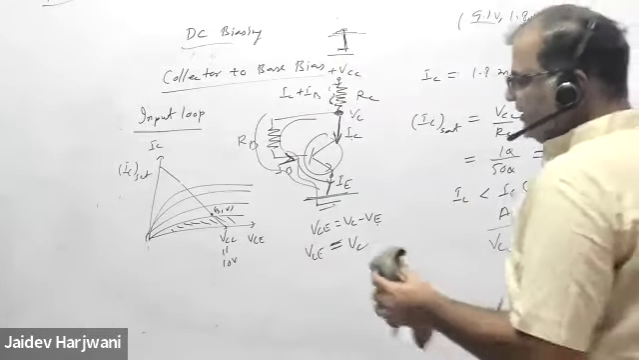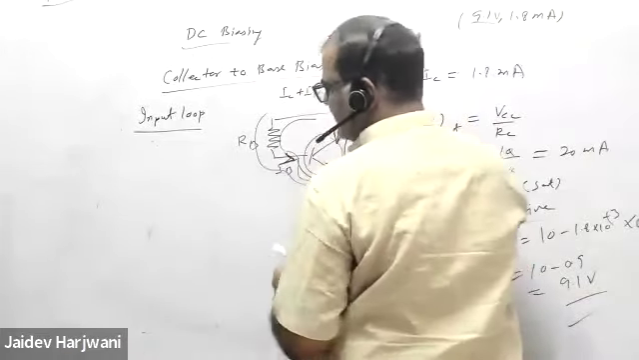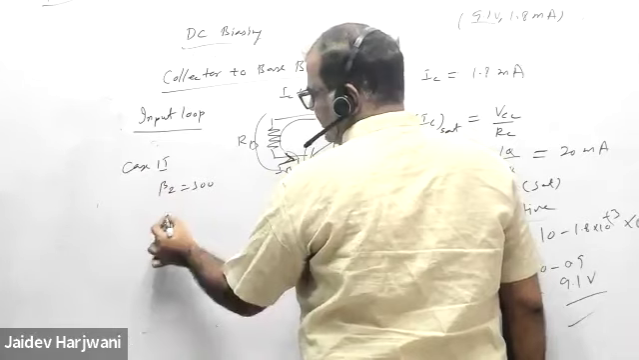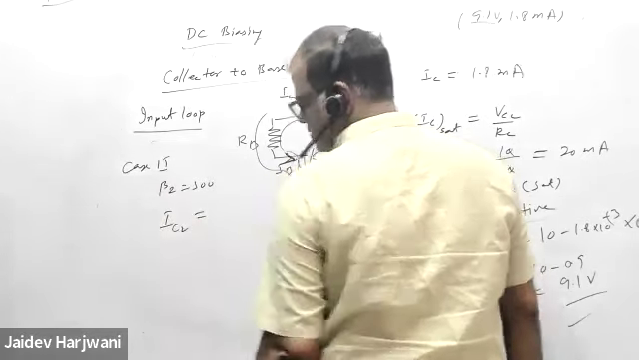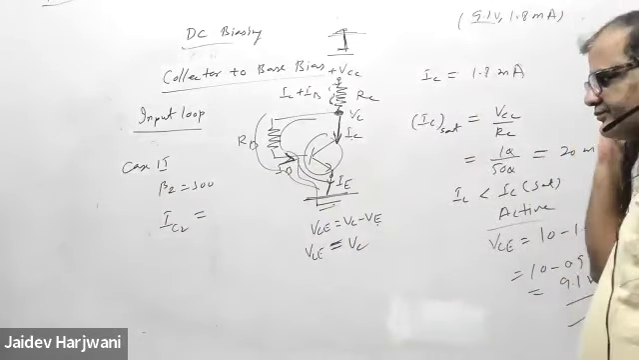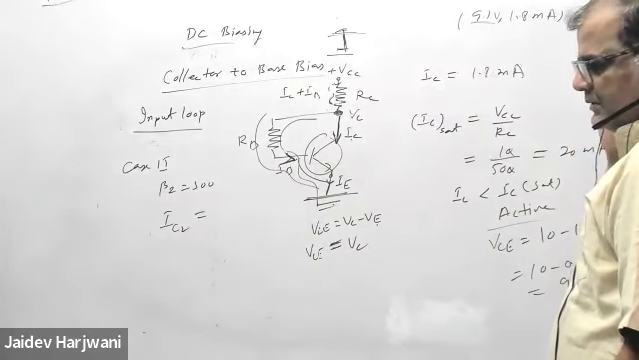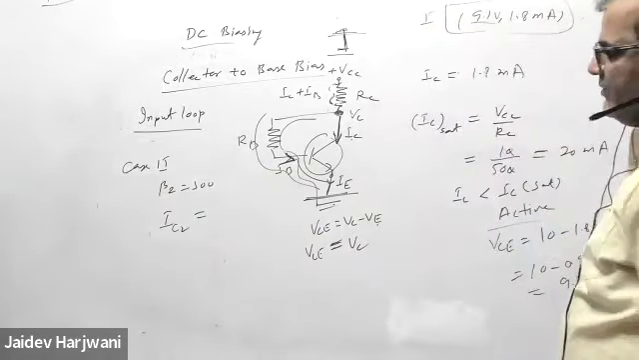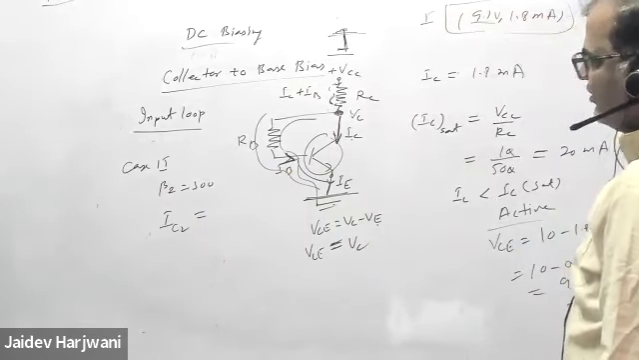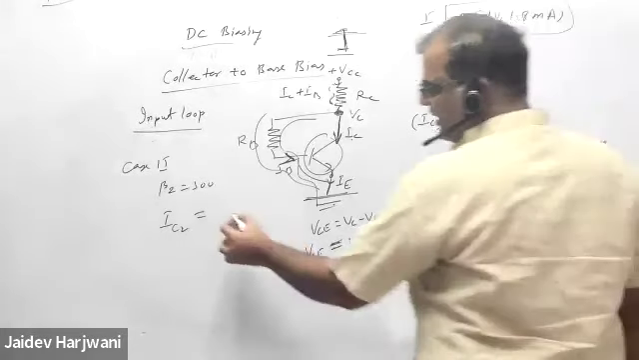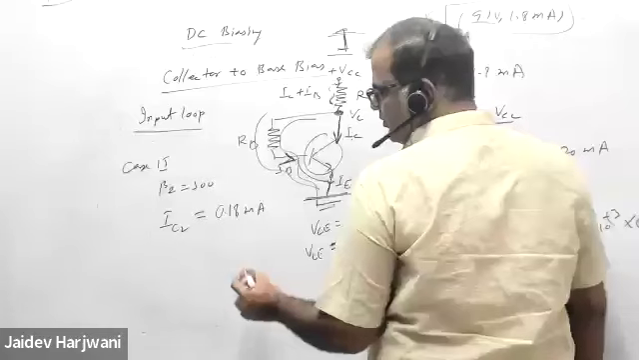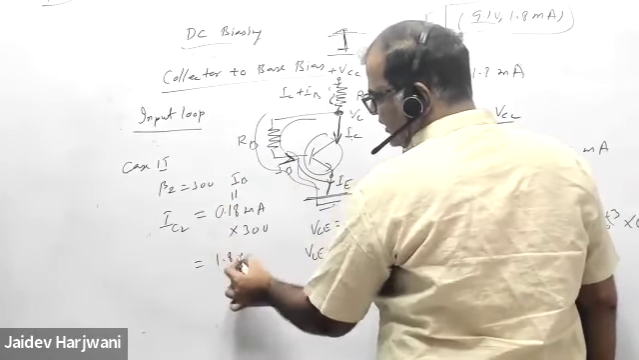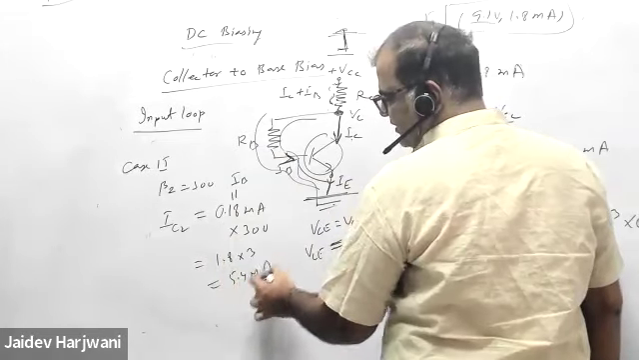So this is your first case. Now the second case, when you make beta equal to 300, tell me what is the value of IC2? Will IB change? IB will not change because we have not changed anything. So IB will be the same, 0.1 milliampere, into 300 this time. Now 1.8 into 3, how much will come? 5.4 milliampere. Yes or no?